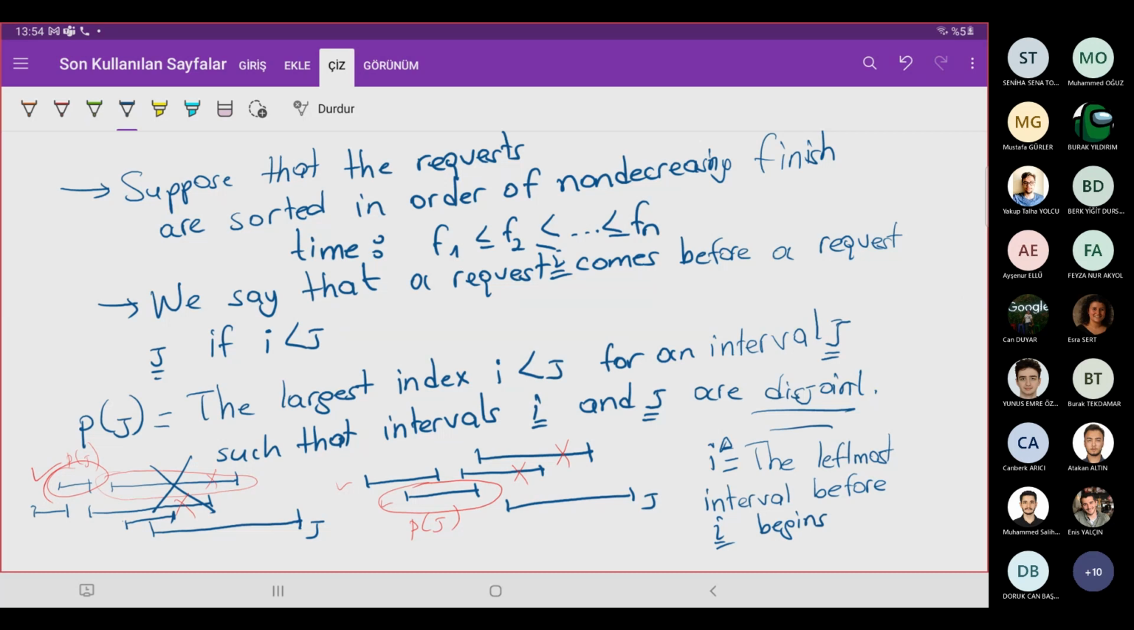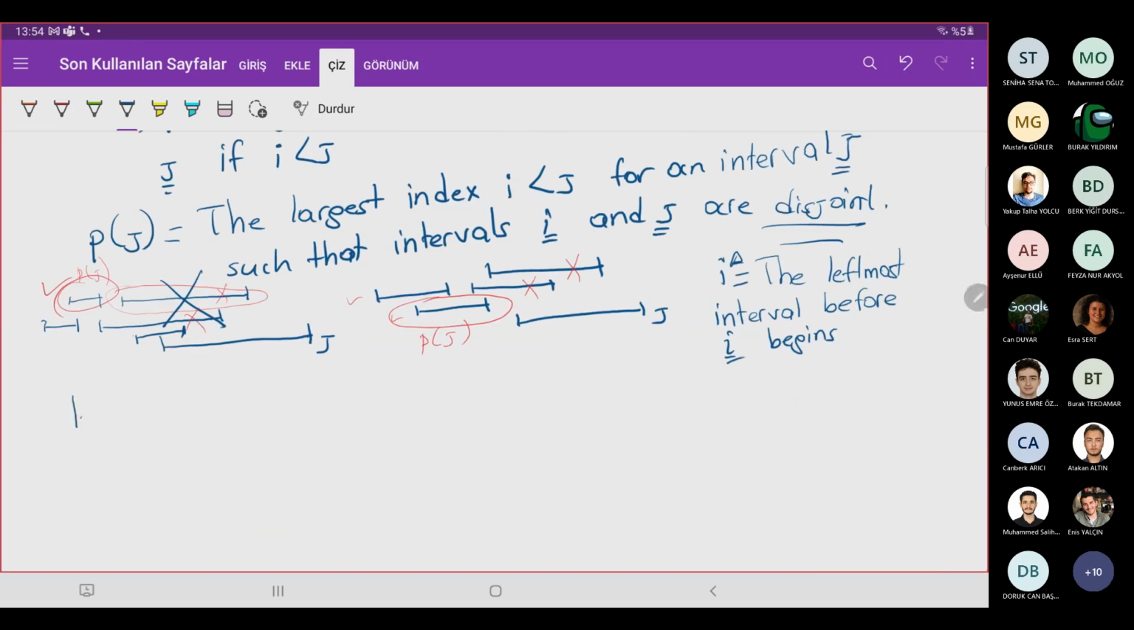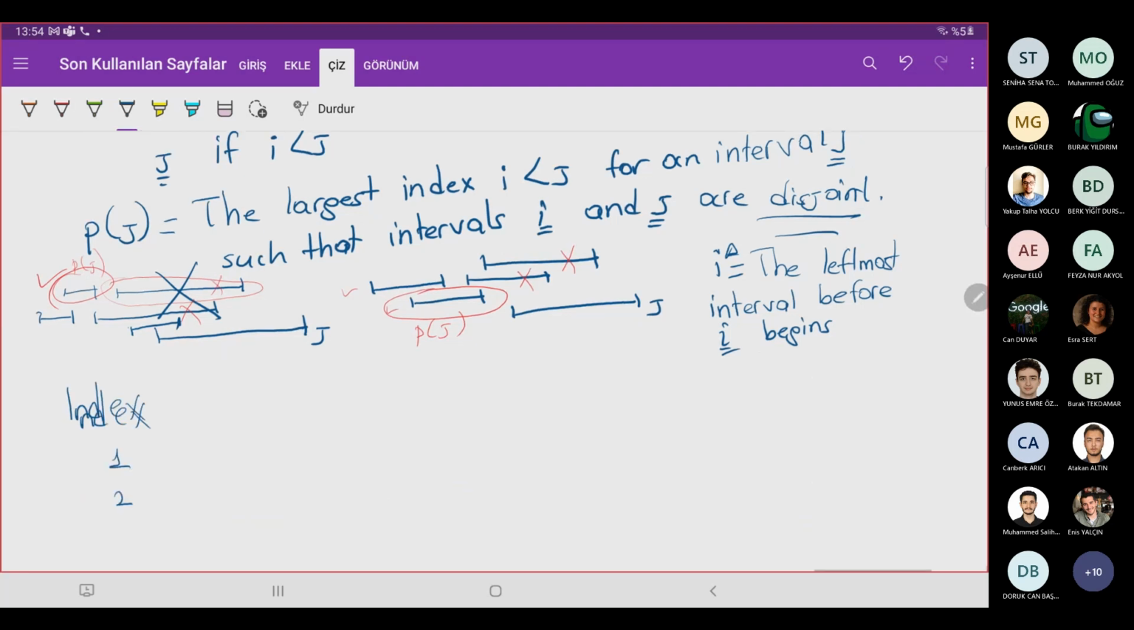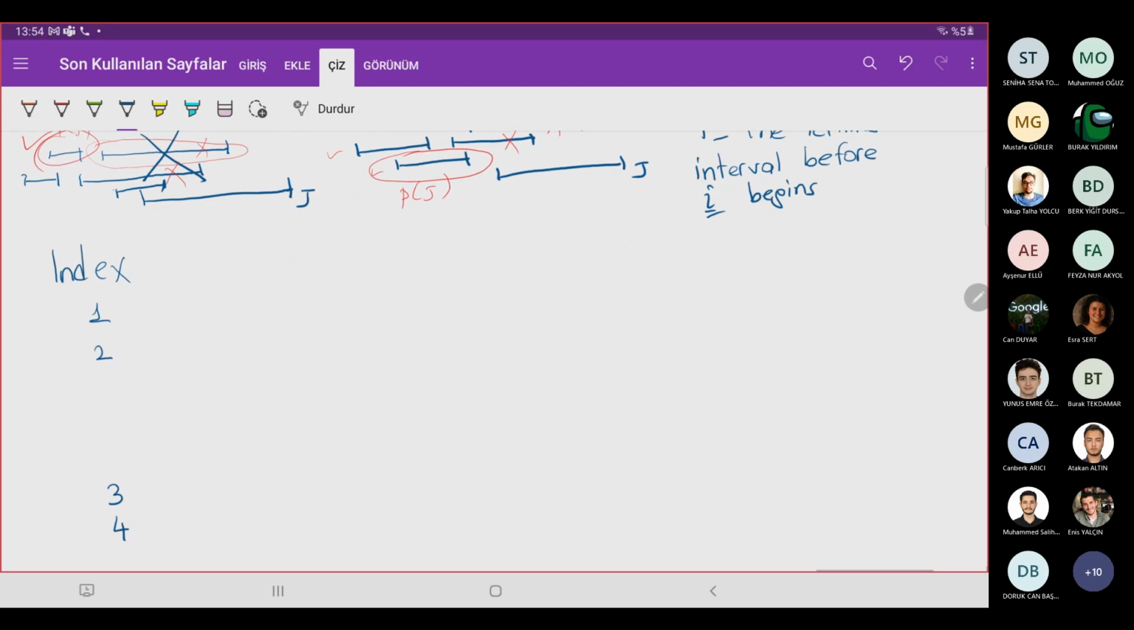Is this clear, everybody? I will give another example. These examples I just made up, but I have other examples from my notes. Let's say indexes 1, 2, 3, 4, 5, and 6.